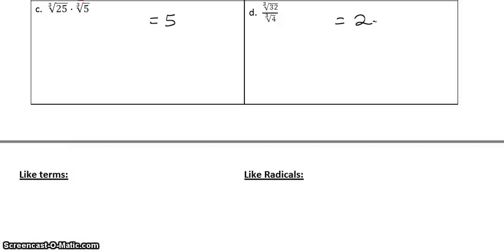All right, that is all for properties of rational exponents, day 1. We will do the second page for day 2 videos.